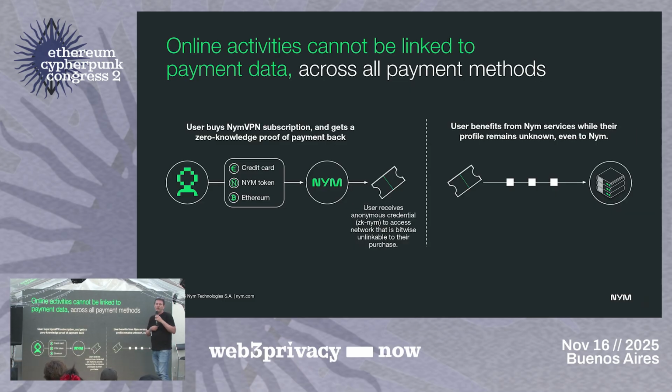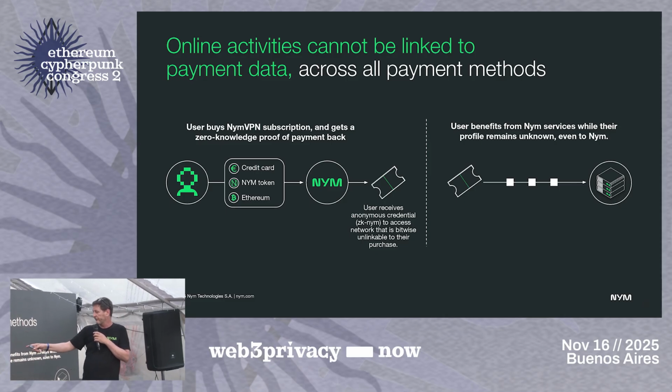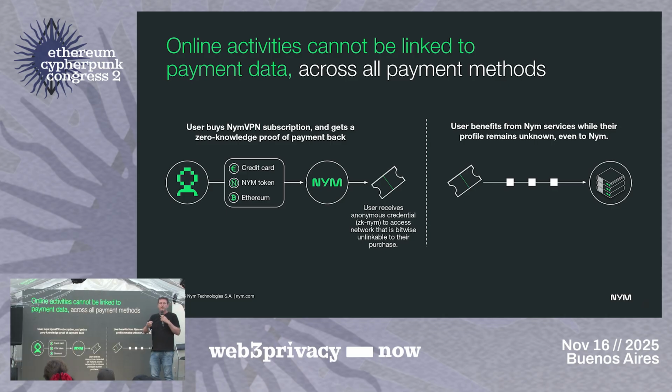And for sure, another beautiful thing is that online activities cannot be linked to the payment. Nym doesn't know absolutely anything about their clients, about the people using the network. They don't even know who pays for the system. And once you pay, Nym is not able to link the payment to the traffic or to the user. You buy a NymVPN subscription and you get a zero-knowledge credential, a proof of payment, back. You can also pay with a credit card, NYM coin, Bitcoin, Ethereum, or even physical money, fiat. You can send the money by mail to the company and they are able to give you a subscription. But if you want to do it electronically, you can use crypto or whatever.